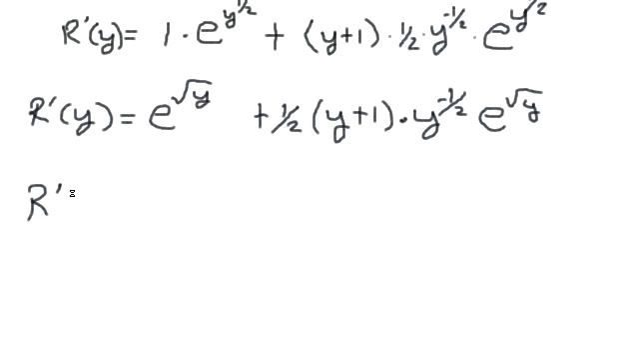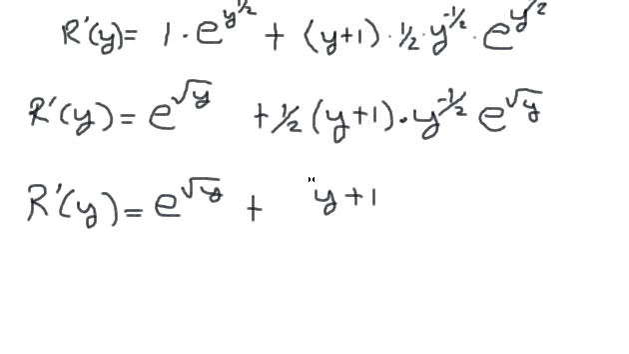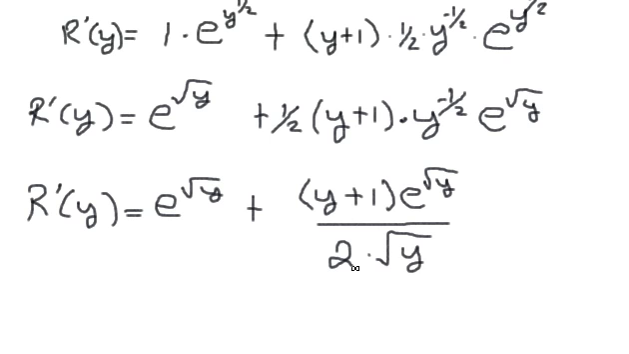So r prime of y is equal to e to the square root of y plus. Now, I'm going to leave the y plus 1 in the numerator, put parentheses around it, e to the square root of y, and that's going to all be over 2 times the square root of y, and I think that's as far as I'm going to go on that. We could get this all in one single fraction, but we're not going to. Okay, so good enough.